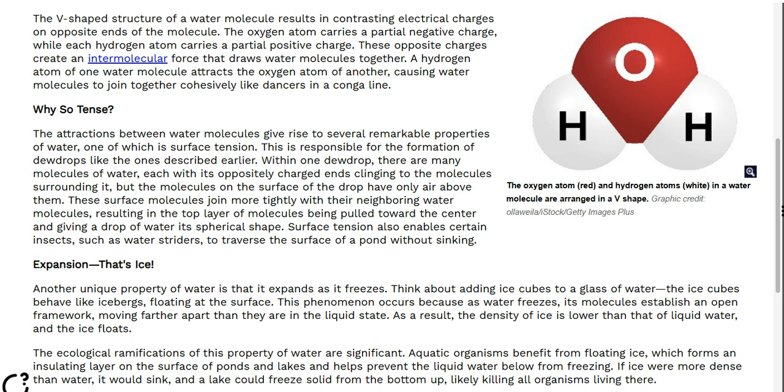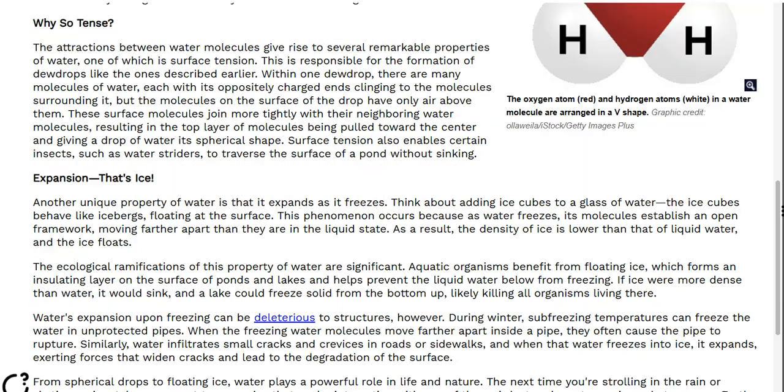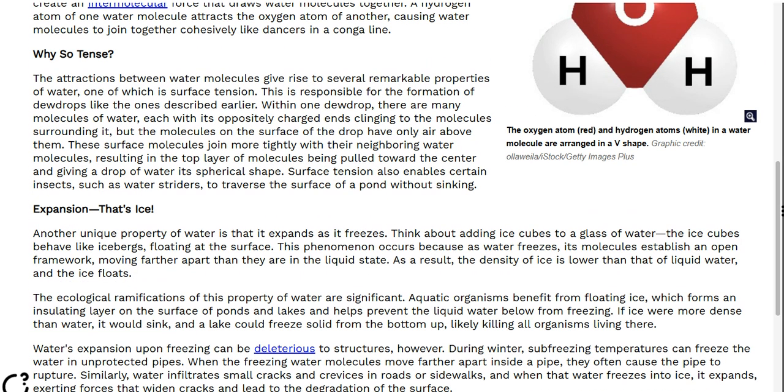A hydrogen atom of one water molecule attracts the oxygen atom of another, causing water molecules to join together cohesively like dancers in a conga line. The attractions between water molecules give rise to several remarkable properties of water, one of which is surface tension.